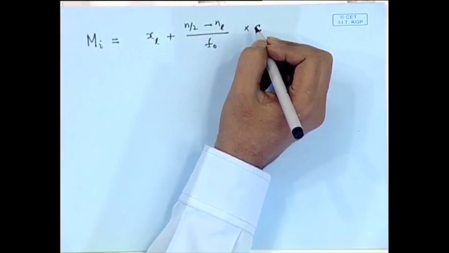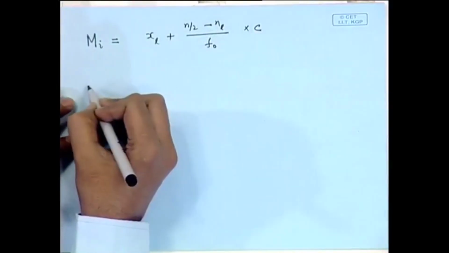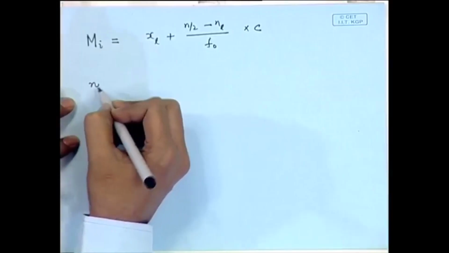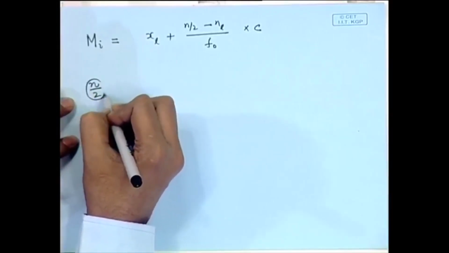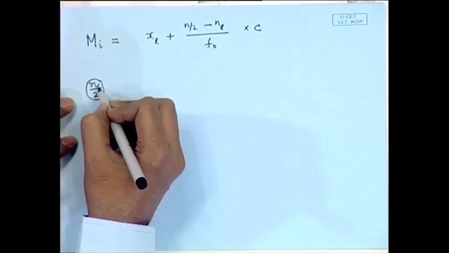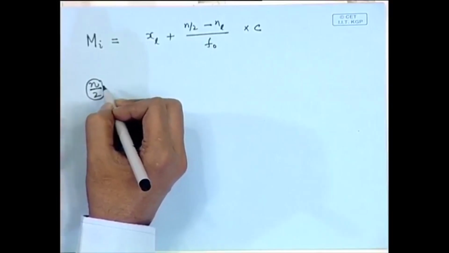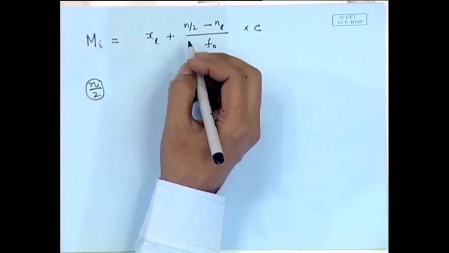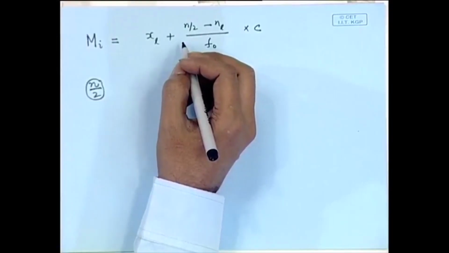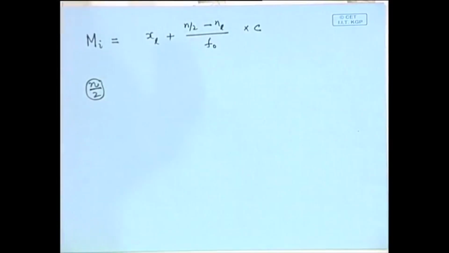So, what we do? We first consider the total frequency, that is n, and we consider up to which class n by 2 is coming. So, we look at the cumulative frequency table. Let me explain it through an example. So, we look at one example here.